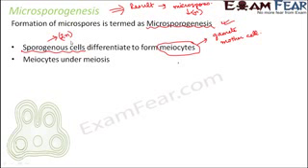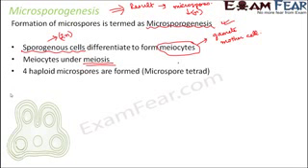So what kind of division should take place? It should be reduction division, and reduction division is meiosis. So that is the reason meiosis takes place. Now when meiosis occurs, what is the result? The result is that haploid microspores are formed, and since 4 microspores are formed, it is called a microspore tetrad. Tetra means 4. Since 4 of them are formed, it is called a microspore tetrad. So please understand it once again.